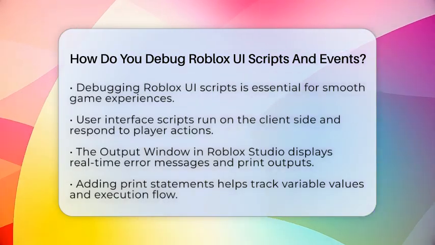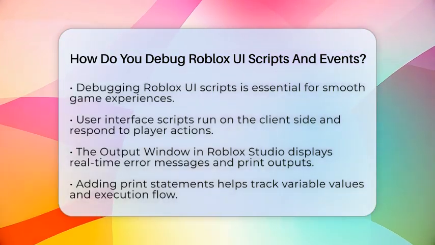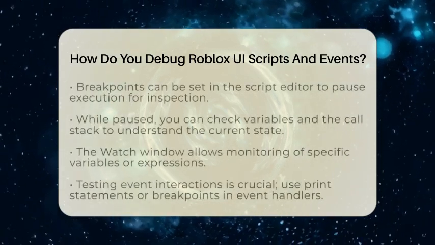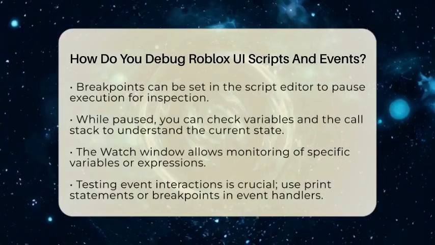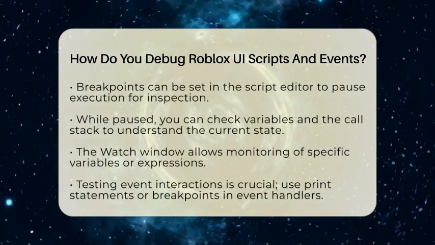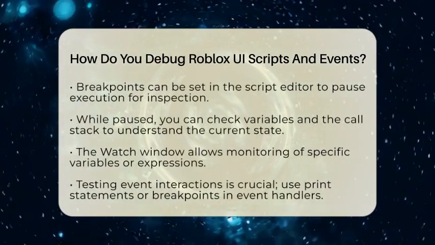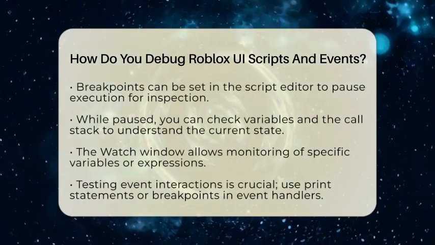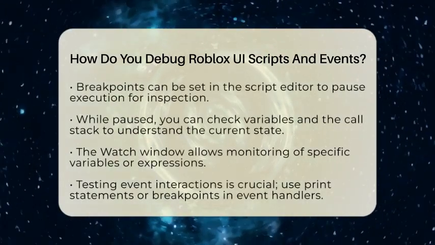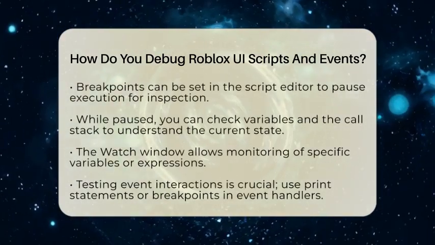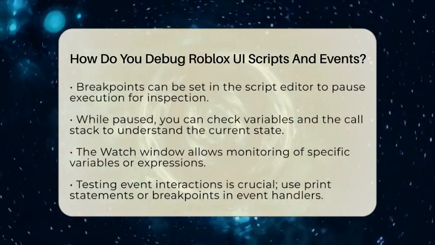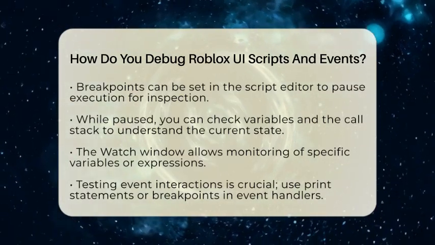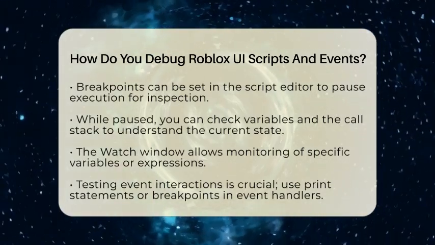Next, you can set breakpoints in your script. Click the margin next to the line numbers in your script editor to set them. When you run the game in play or run mode, the execution will pause at these breakpoints. This allows you to inspect variables, the call stack, and the current state of your user interface elements. You can step through your code line by line to see how events and functions execute. This is especially useful for complex user interface logic.